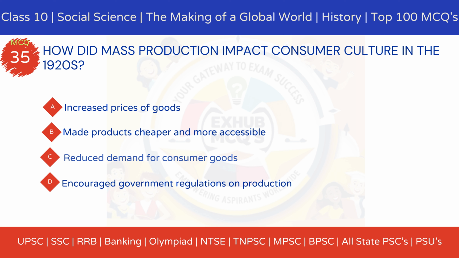Option A. Increased prices of goods. Option B. Made products cheaper and more accessible. Option C. Reduced demand for consumer goods. Option D. Encouraged government regulations on production.